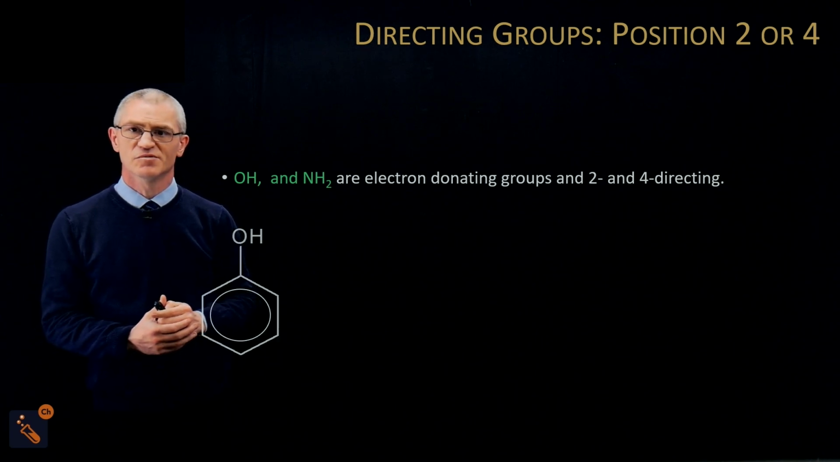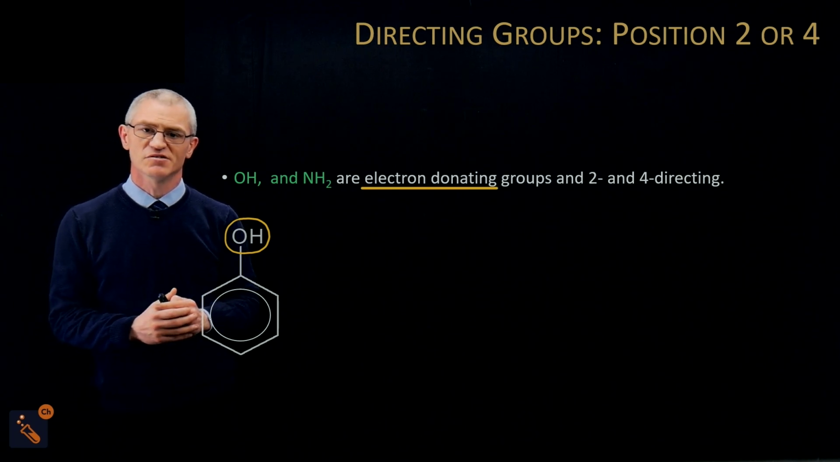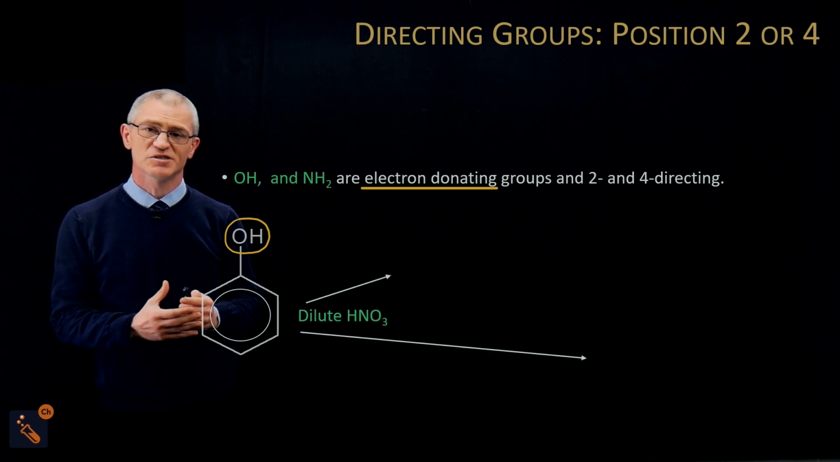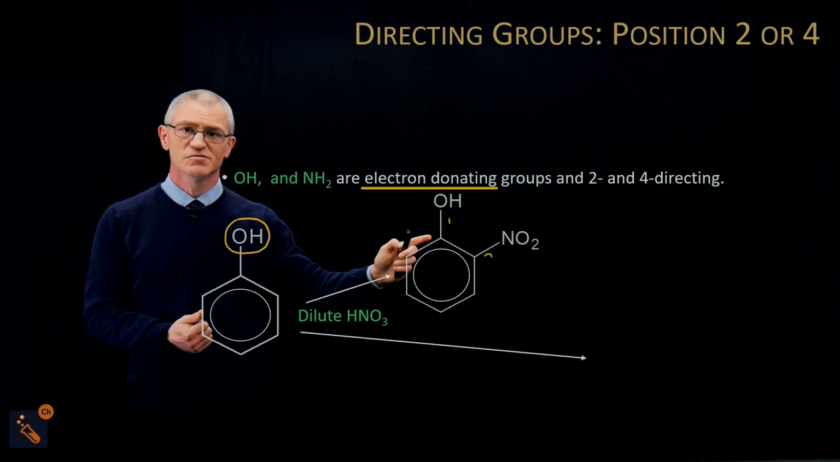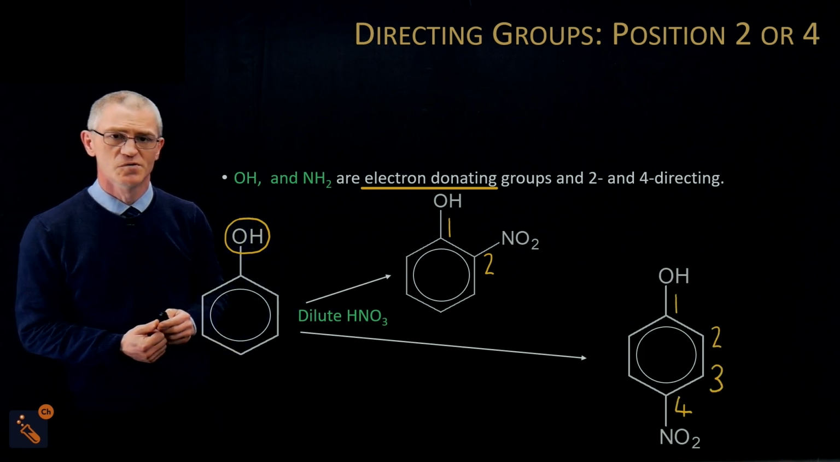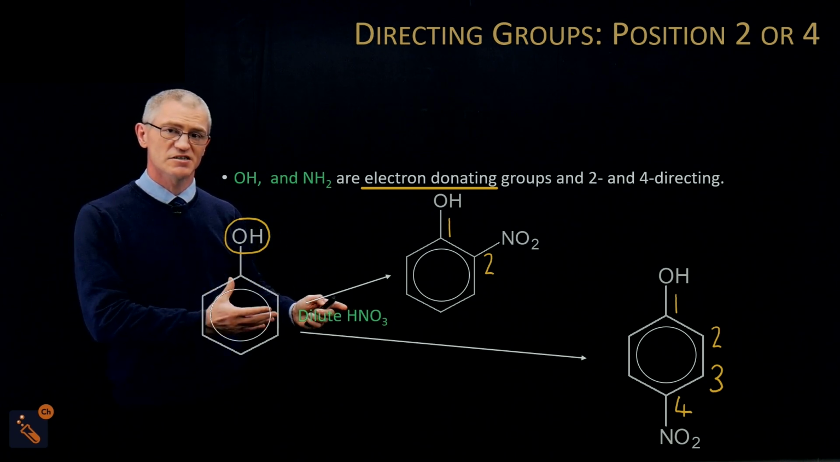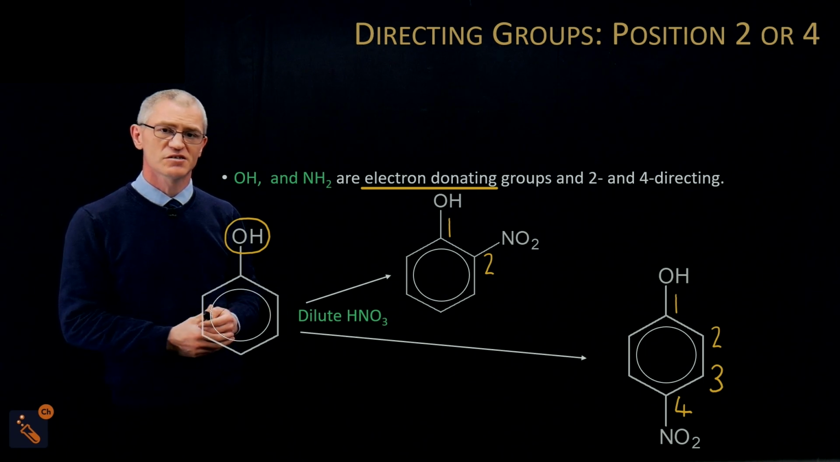So if we look at an example, there is our directing group, OH, it's already on there, okay, and it's electron donating. If we then react this, as we did in the previous slide, with dilute HNO3, we get position number 2, okay, and then we get position number 4. So if you see a phenol and it reacts with, in this case, dilute HNO3, but it can be any other electrophile essentially, because you do electrophilic substitution with this, you'll see that it goes in 2 or 4.